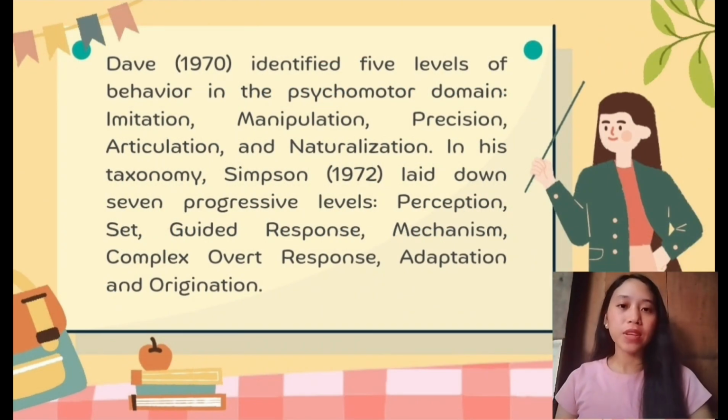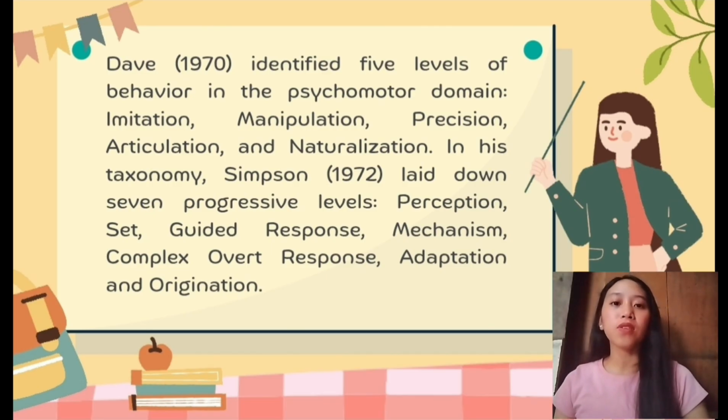Dave, in 1970, identified 5 levels of behavior in the psychomotor domain: imitation, manipulation, precision, articulation, and naturalization. While Simpson, 1972, laid down 7 progressive levels: perception, set, guided response, mechanism, complex overt response, adaptation, and origination.